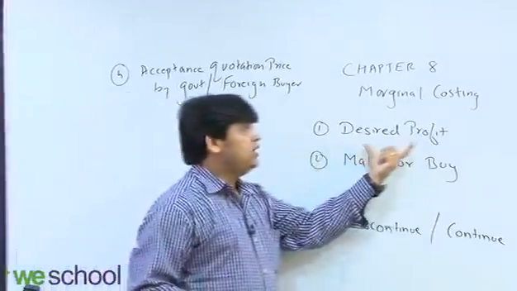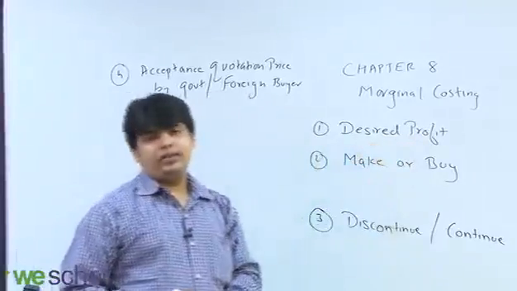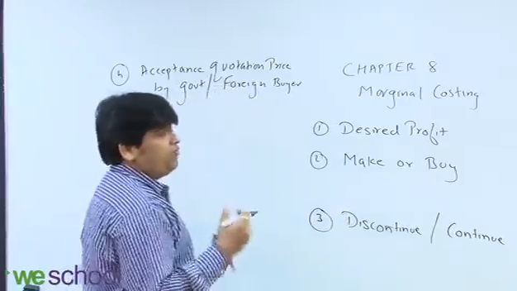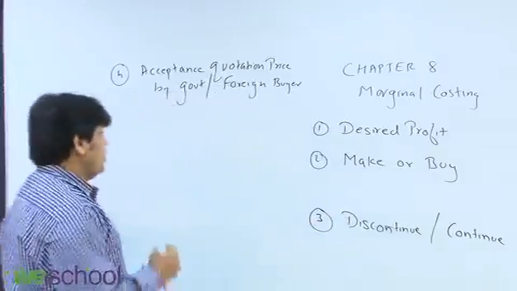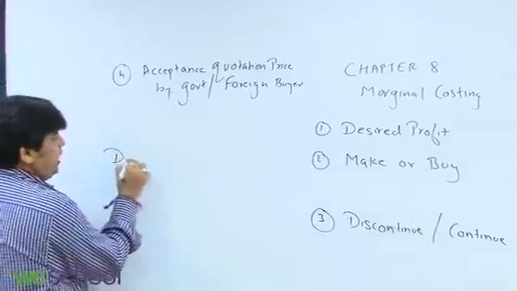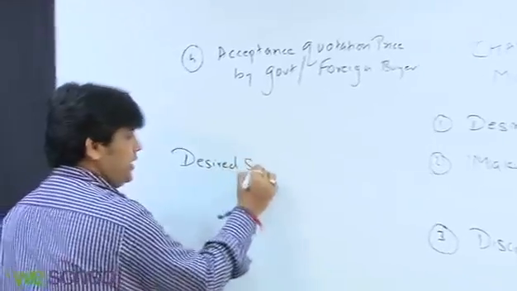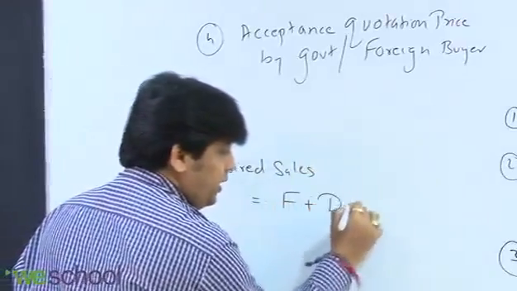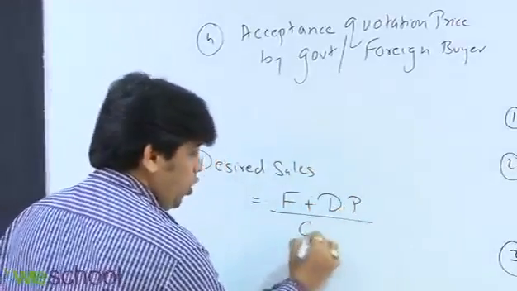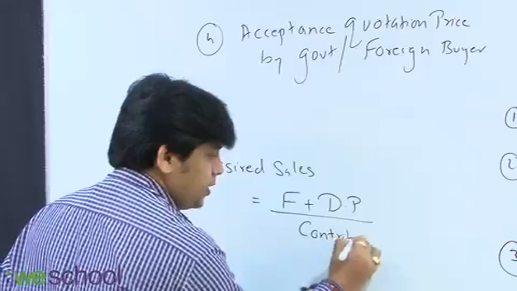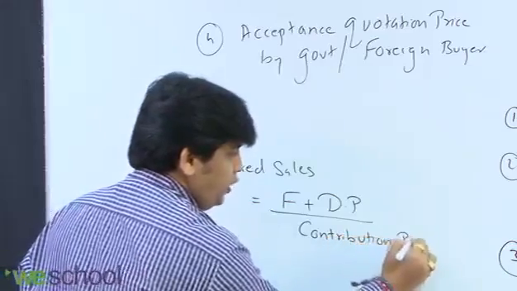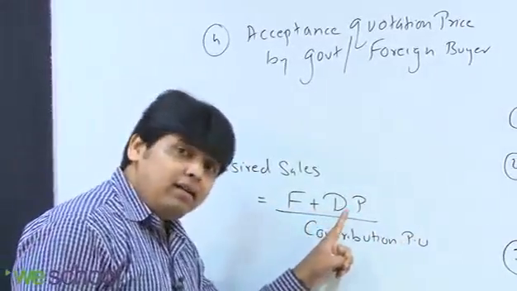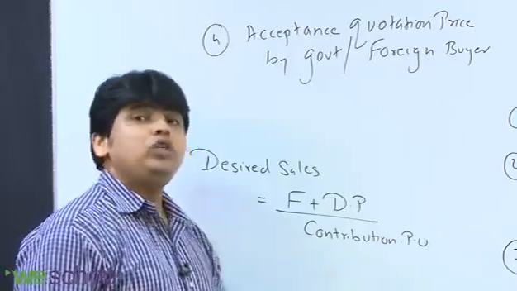Let us start with the calculation of desired profit. Now, in chapter number 5, I have given one formula for desired profit. Desired sales is equal to fixed cost plus desired profit divided by contribution per unit. Fixed cost plus desired profit divided by contribution per unit.